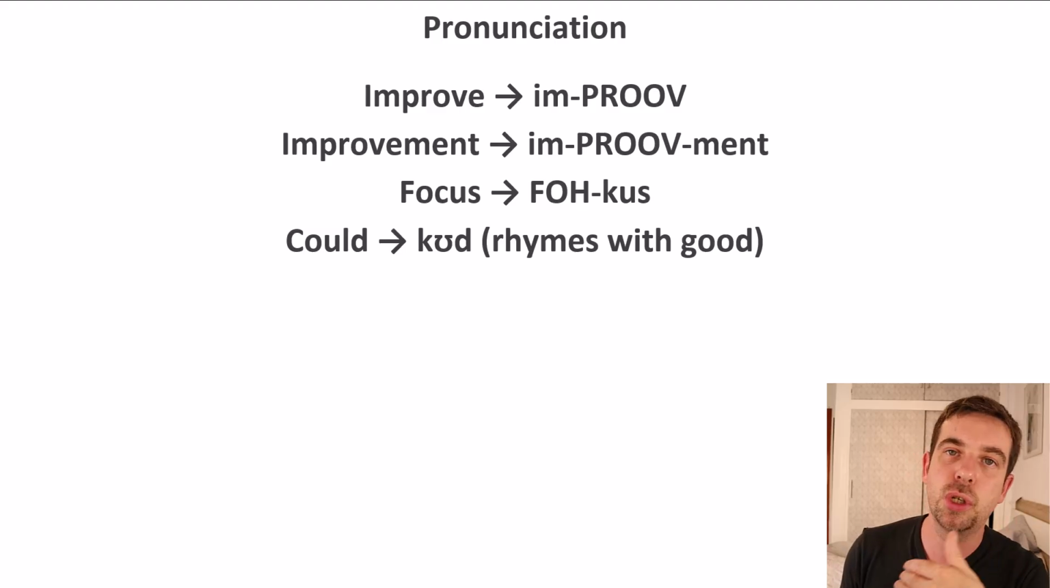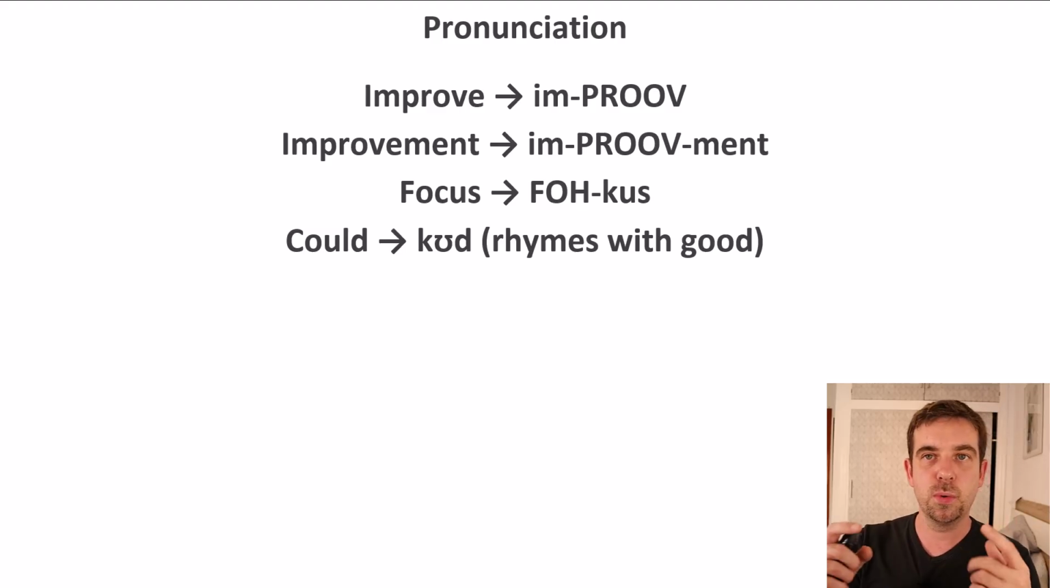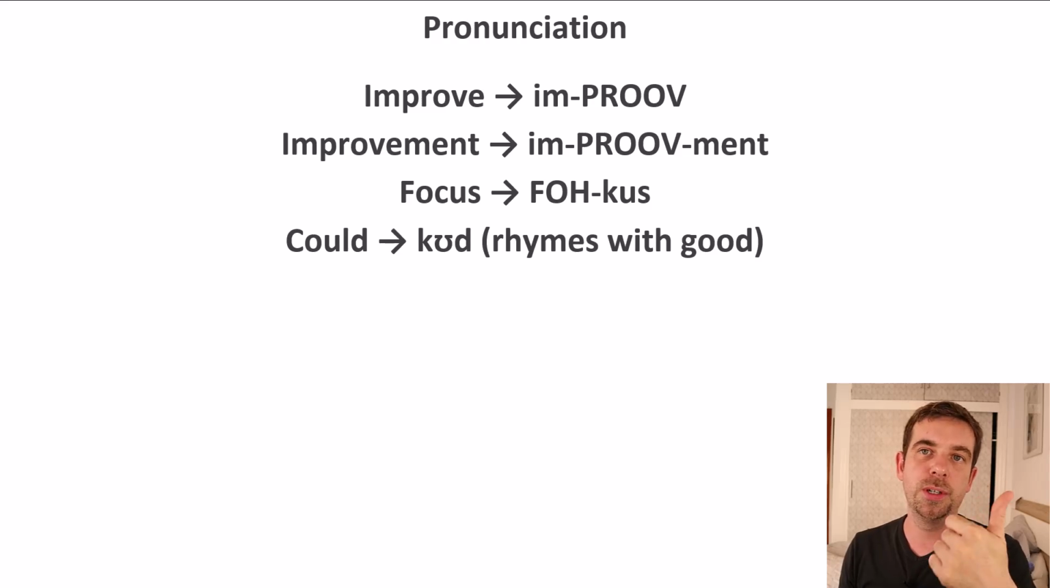And the next one is "could". So "could" rhymes with the word "good". I know you can see the L here, but it's not "cooled", it's "could". In the same three words, would, could, should, the L is silent, okay?